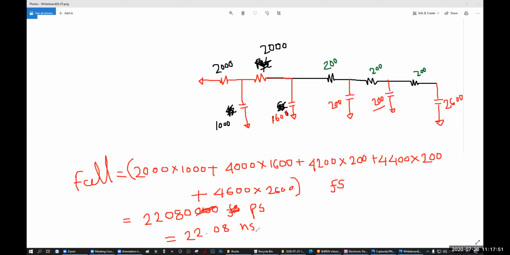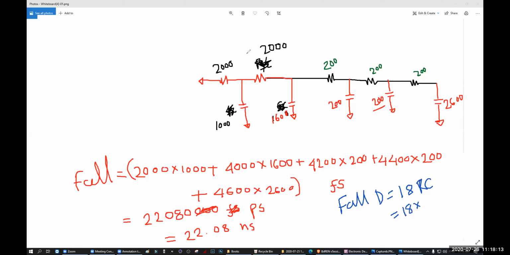If you consider the wire, this is your result. And if you do not consider the wire, what will be your result? Okay, let's find. Fall delay, sir, is 18 RC, right? Yes, 18 RC. Okay, 18 into R.